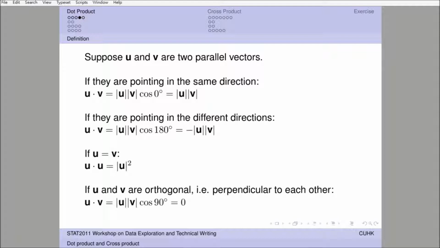For some special cases, for instance, when the vectors u and v are parallel. If they are pointing in the same direction, u dot v is simply the product of the magnitudes. If they are in opposite directions, u dot v becomes the negative of the product of the magnitudes. In particular, if vectors u and v are the same, then u dot u equals the square of its magnitude. If they are orthogonal, that is perpendicular to each other, their dot product must be zero.